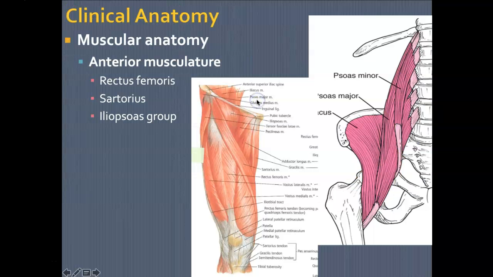Our next stop is going to be the muscular anatomy, and I am not spending a whole bunch of time here because I feel like we have this down. But on the anterior aspect of the hip, we have the rectus femoris, which has a proximal attachment to the anterior inferior iliac spine. We have the sartorius, which attaches to the pelvis at the anterior superior iliac spine. And then we have the iliopsoas group. I'm really going to refer to the psoas major, which has a proximal attachment starting at T12, right?